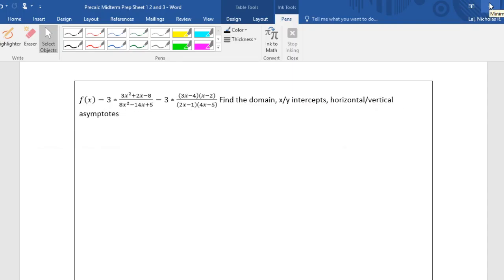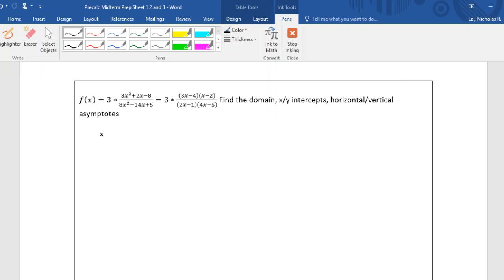Hello, pre-calc students. This is the problem: f of x is equal to 3 times (3x squared plus 2x minus 8) over (8x squared minus 14x plus 5). We also have this problem in factored form, which is equal to 3 times (3x minus 4) over (x minus 2) times (2x minus 1) over (4x minus 5). We need to find the domain, x and y intercepts, and the horizontal and vertical asymptotes.